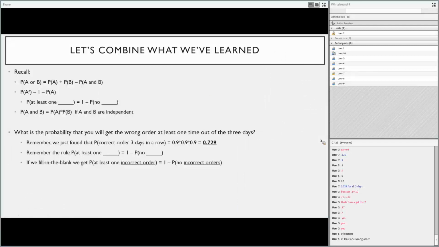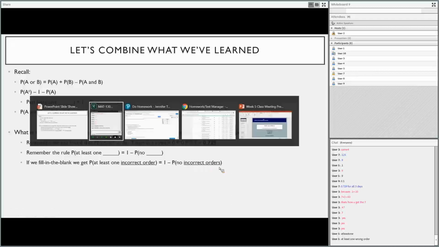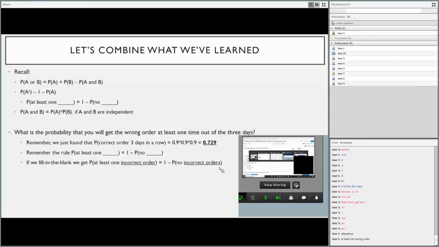We were asked to find at least one wrong order, right? At least one incorrect order. So if I just fill in the blank with the same phrase on both sides, I'll have the probability of getting at least one incorrect order. That's what I was asked for right here. That's equal to 1 minus the probability of getting no incorrect orders. Now, do we have or could we find this probability of getting no incorrect orders?